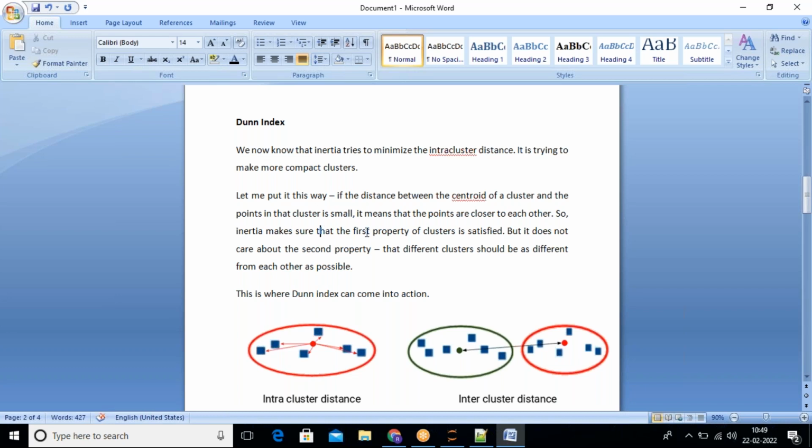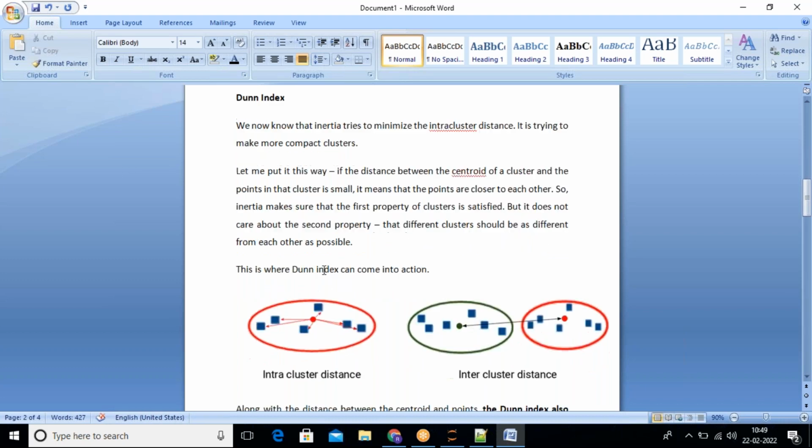So inertia makes sure that the first property of cluster is satisfied. But it does not care about the second property, that different clusters should be as different from each other as possible. ये हमारा second property है. Different clusters should be as different from each other. This is where Dunn index came into action.